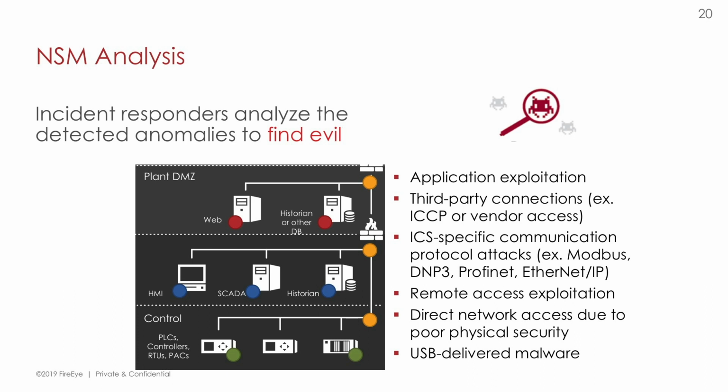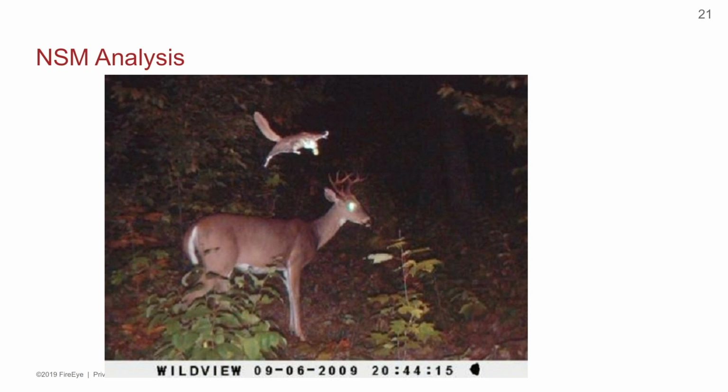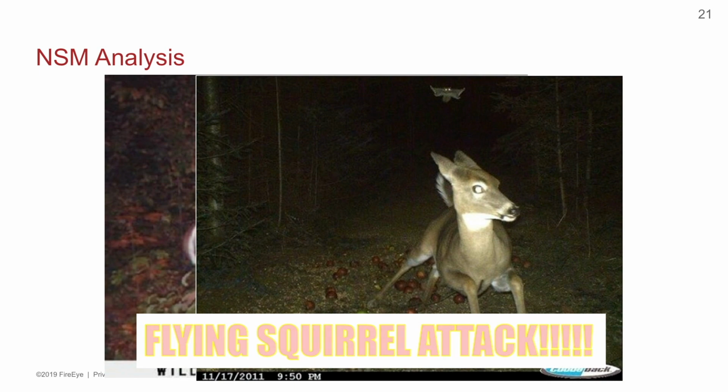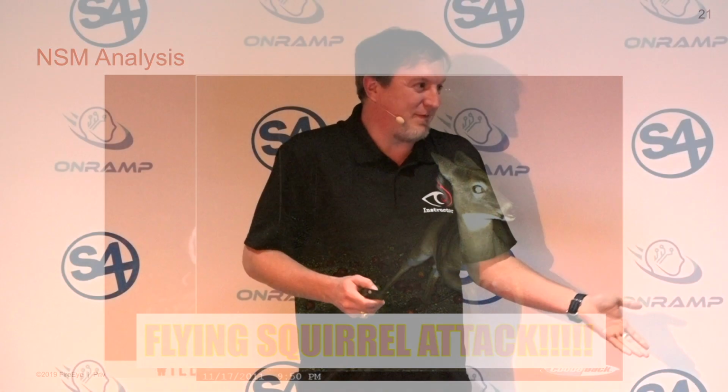Remote access exploitation, USB-delivered malware. How do we find this evil? How do we see these attacks happening? But also, if you look in your network, you may see things you never saw before, like squirrels attacking deer. But if you don't look in your network traffic, you don't see this stuff.